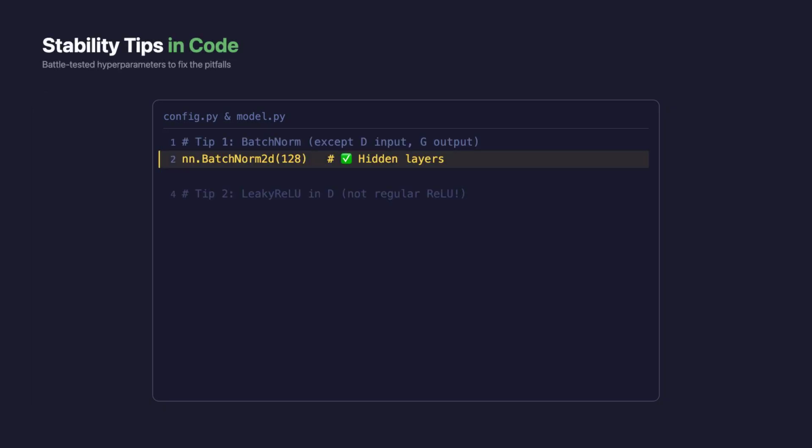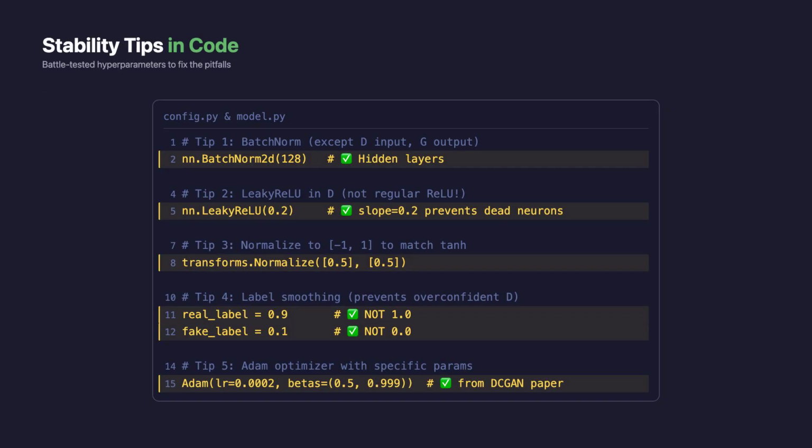Here are 5 battle-tested stability tips, all shown in code. 1. Batch normalization in both G and D except D's input layer and G's output layer. 2. Use leaky ReLU in the discriminator with a slope of 0.2. Regular ReLU causes dead neurons. 3. Normalize all input images to -1 to 1, matching the tanh output range.